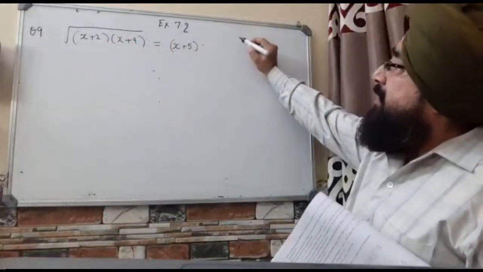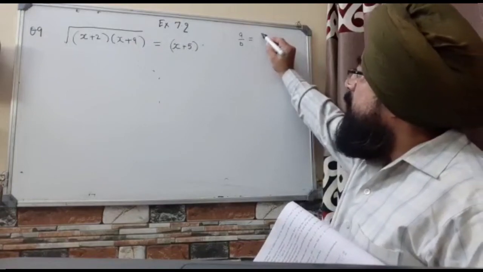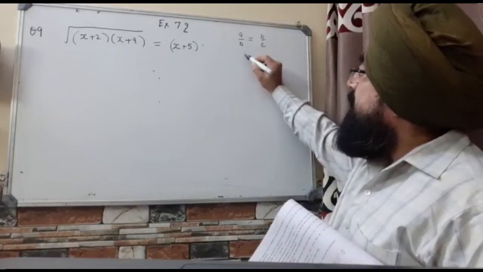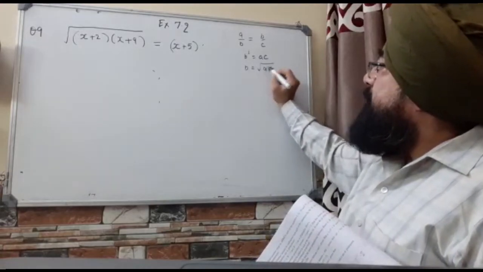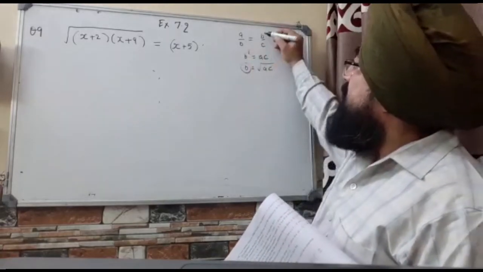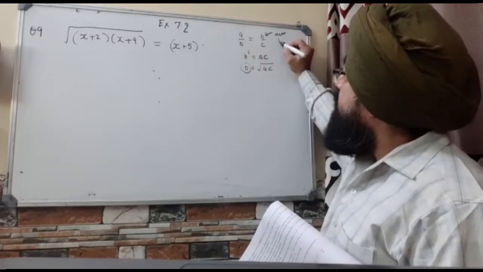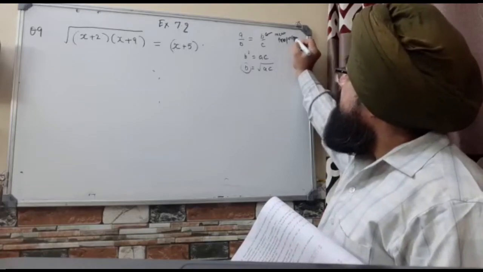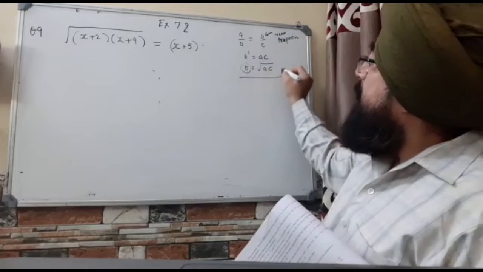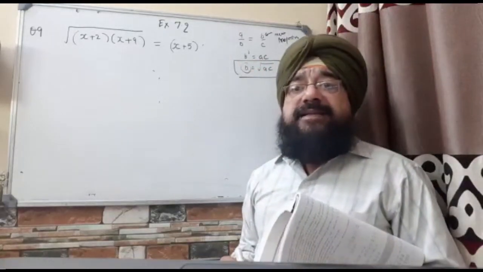So if you remember, if a over b was equal to b over c, then b square is equal to ac, or b is equal to under root ac. This b was named as the mean proportion. If you remember from your learning, it was called mean proportion. So this b is a mean proportion which is numerically equal to the under root of the product of the extremes, that is a and c.